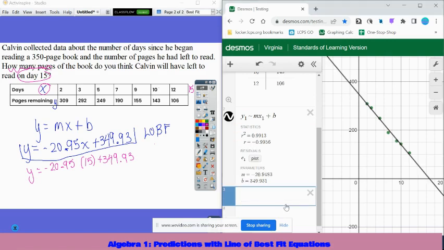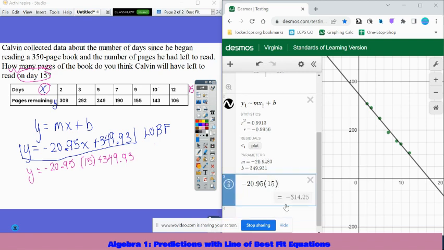We're just going to go ahead and plug this into our good old graphing calculator, and it comes out with 35.68. So my y value, 35.68. Now y is talking about the pages remaining. Can you have a partial page remaining? No, you can't. We're not talking about like a half of a page for that. So we're going to go ahead and round. This would be about 36 pages remaining.